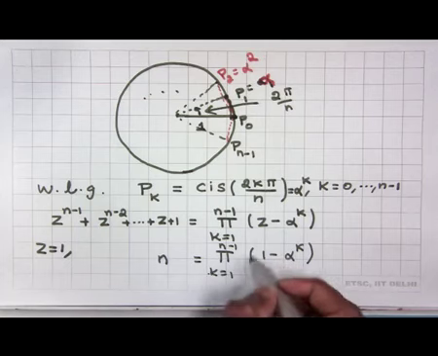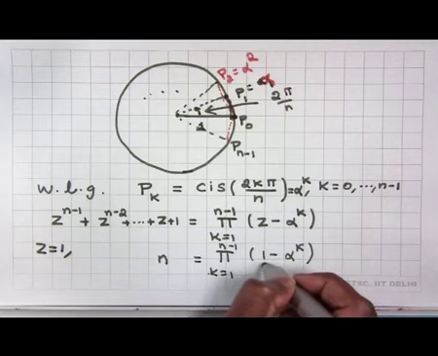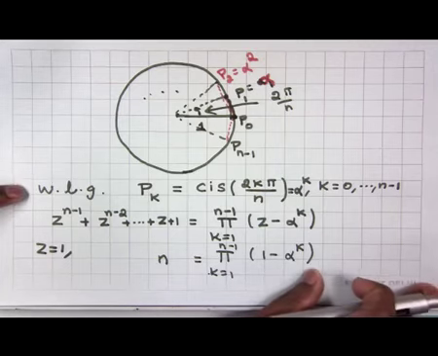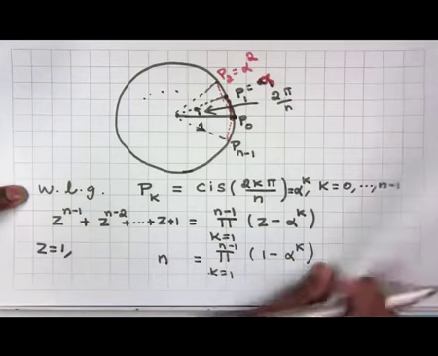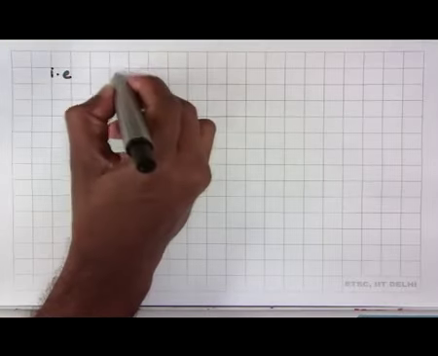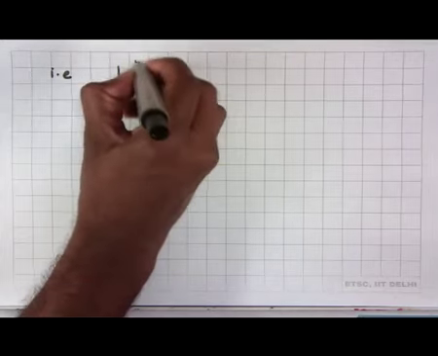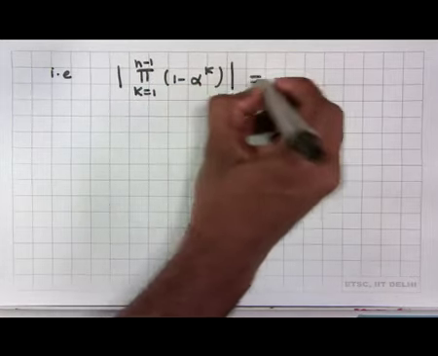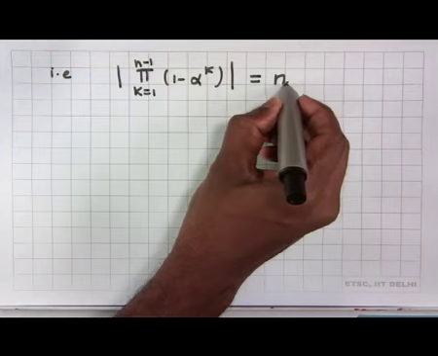Now, if I take the absolute value, then it gives the distance between p naught, which is 1, to pk, that is alpha power k. So, we see that if you take the absolute value for this identity, we get our desired identity, that is the absolute value of this product k from 1 to n minus 1, 1 minus alpha power k, and the right hand side is a non negative number. Absolute value gives the modulus value, which gives the same.